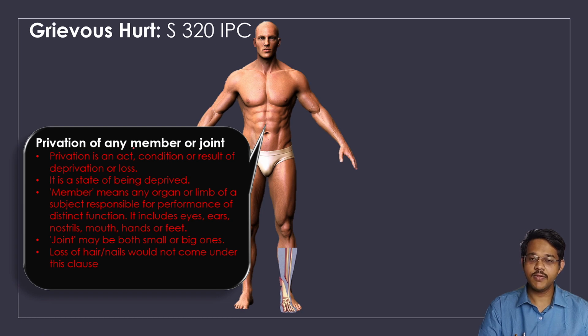Next is privation of any member or joint. Here privation is the act or condition that results in deprivation or loss. So the functioning of that member or joint is lost because of that injury. Member means any organ or limb of a subject responsible for performance of a distinct function, like eyes, ears, nostrils, nose, mouth, which perform a specific function. Any injury which causes the loss of the power or privation of that member or joint is considered grievous hurt.